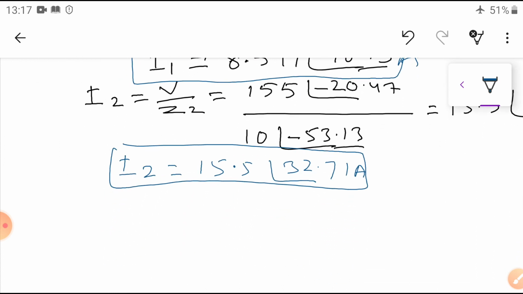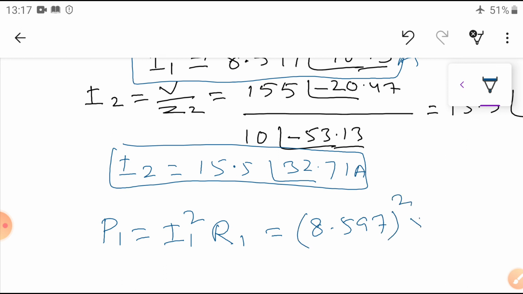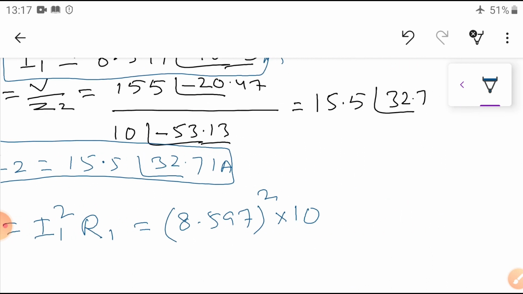So now P1. What is the P1? P1 is equal to I1 whole square R1. So I1 I know. What is that I1 current? 8.597 whole square. What is the R1? 10. So by substituting these values, we are going to get 739 watts.